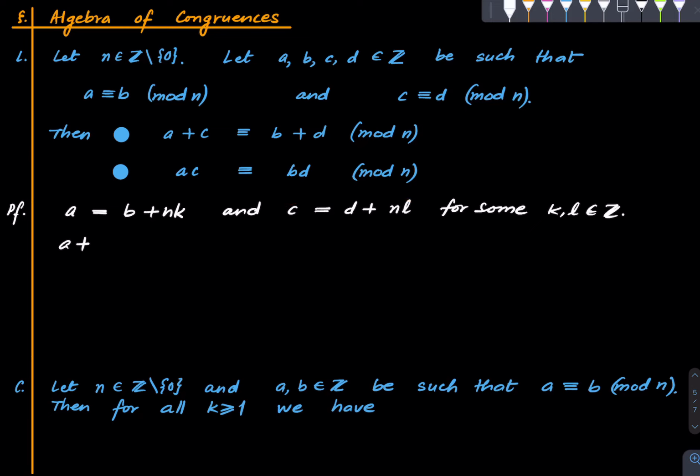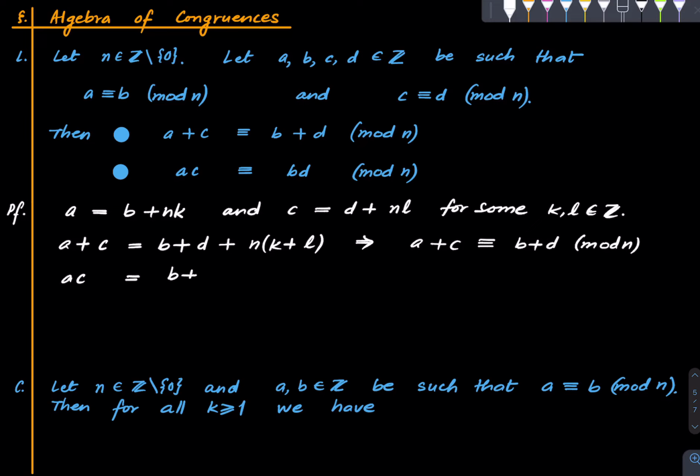This shows that a plus c is equal to b plus d plus n times some integer k plus l, and this implies that a plus c is congruent to b plus d modulo n. And similarly for the product, so ac is equal to what? ac is equal to b plus nk times d plus nl, which is equal to bd plus something divisible by n.